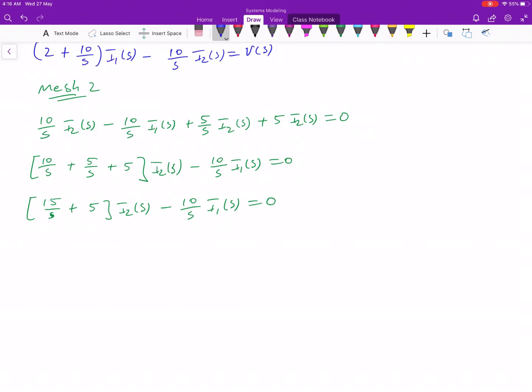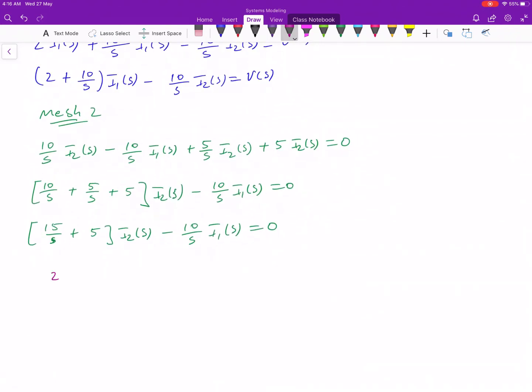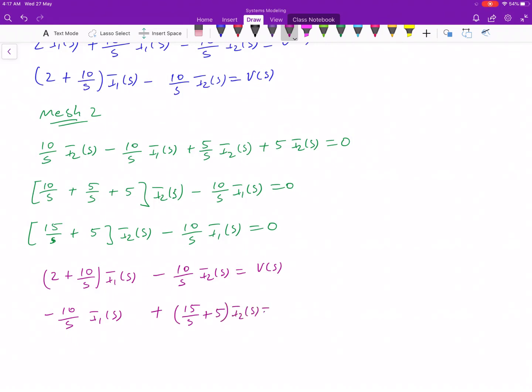We have our two equations. Let me just rewrite them. From mesh 1 we had 2 plus 10 over s, times I1 of s, minus 10 over s I2 of s, is equal to V of s. And for mesh 2 we had minus 10 over s I1 of s plus 15 over s plus 5, times I2 of s, is equal to 0.